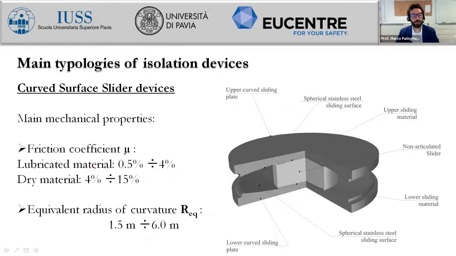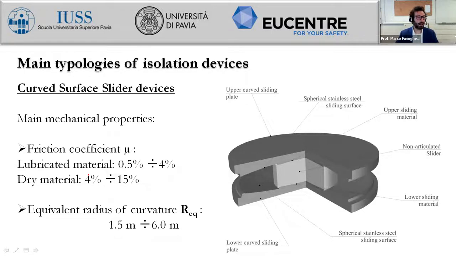The overall mechanical property for this sliding interface will be the friction coefficient. And we can have these ranges of variation. We can have from 0.5% to 4% if we have a lubricated material. And generally, the surface of this material provides some portions and holes where there is a lubrication grease, which is actually smeared on the surface in order to lower the friction coefficient, if you want no hysteresis loops. Then the dry materials are directly related to much higher friction coefficient, from 4% to 15%. And then there is the equivalent radius of curvature, which is bounded between 1.5 meters and 6 meters.